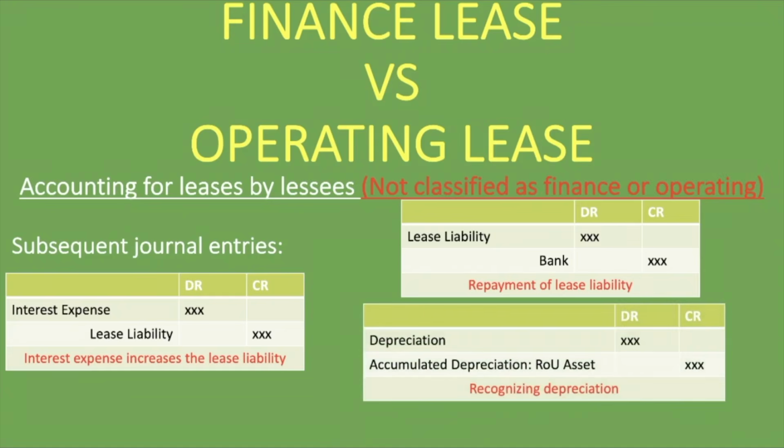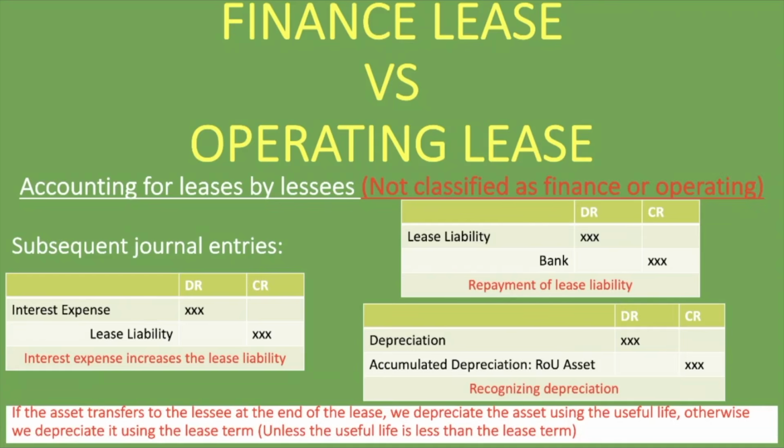It's going to be a debit to depreciation and a credit to accumulated depreciation right of use asset. And here it's the recognition of depreciation. So you begin to depreciate the asset just like you would if you bought an asset, all right? But this is specifically for the right of use asset. And how many years are you going to be depreciating this asset for? Well, that's a very important question. Here's how you do it.